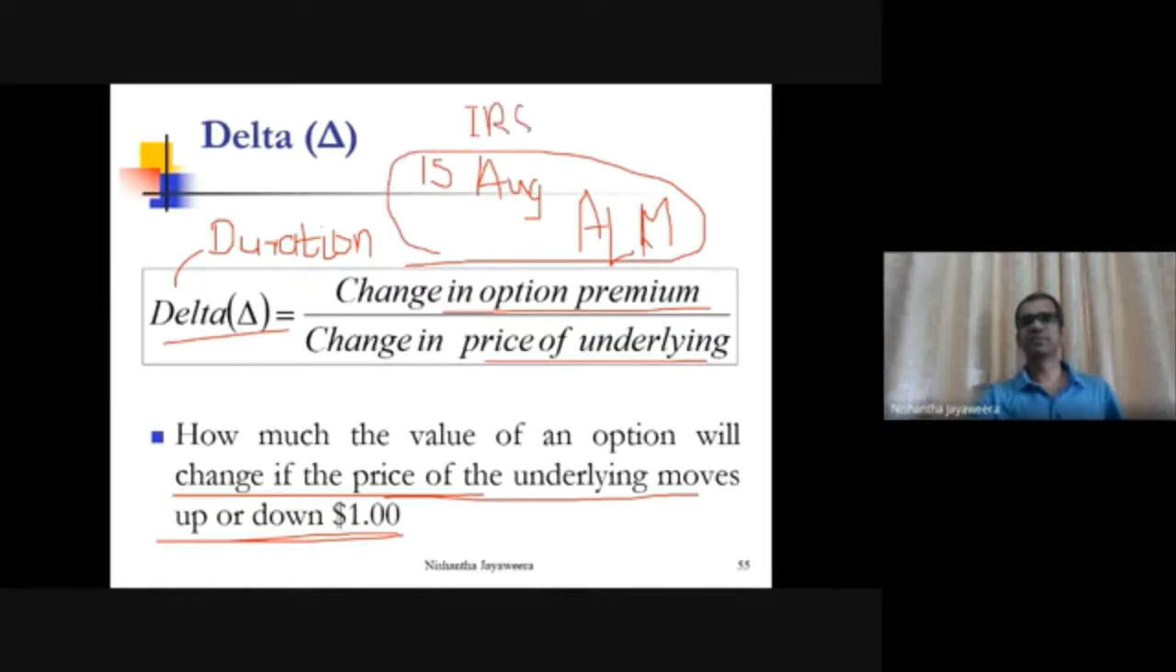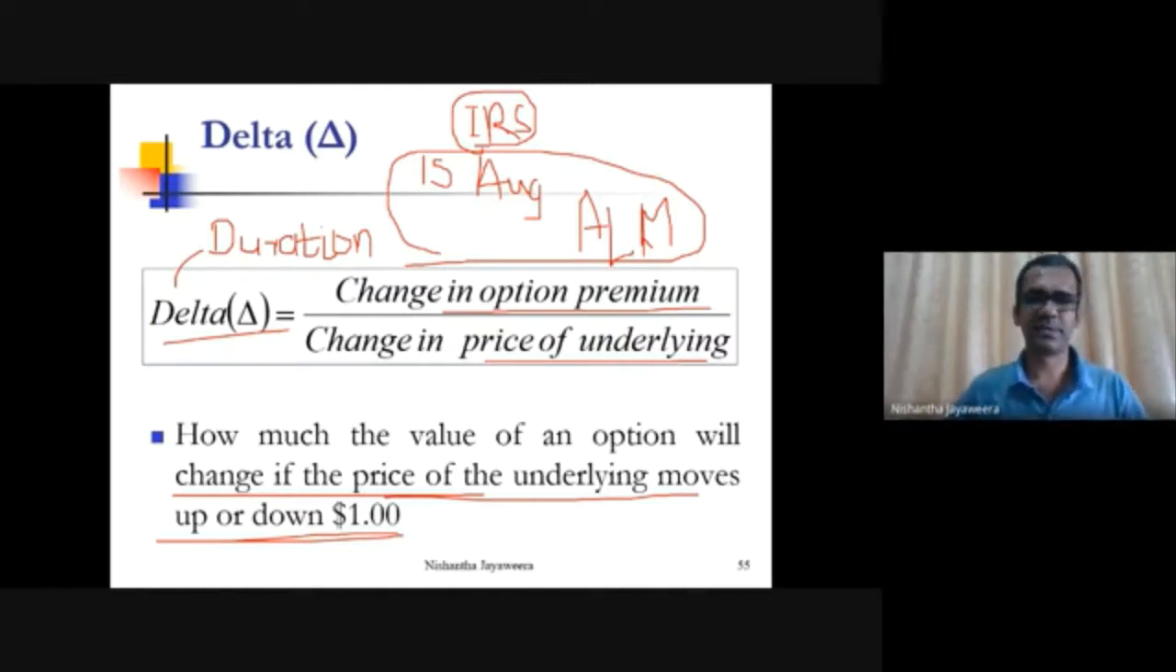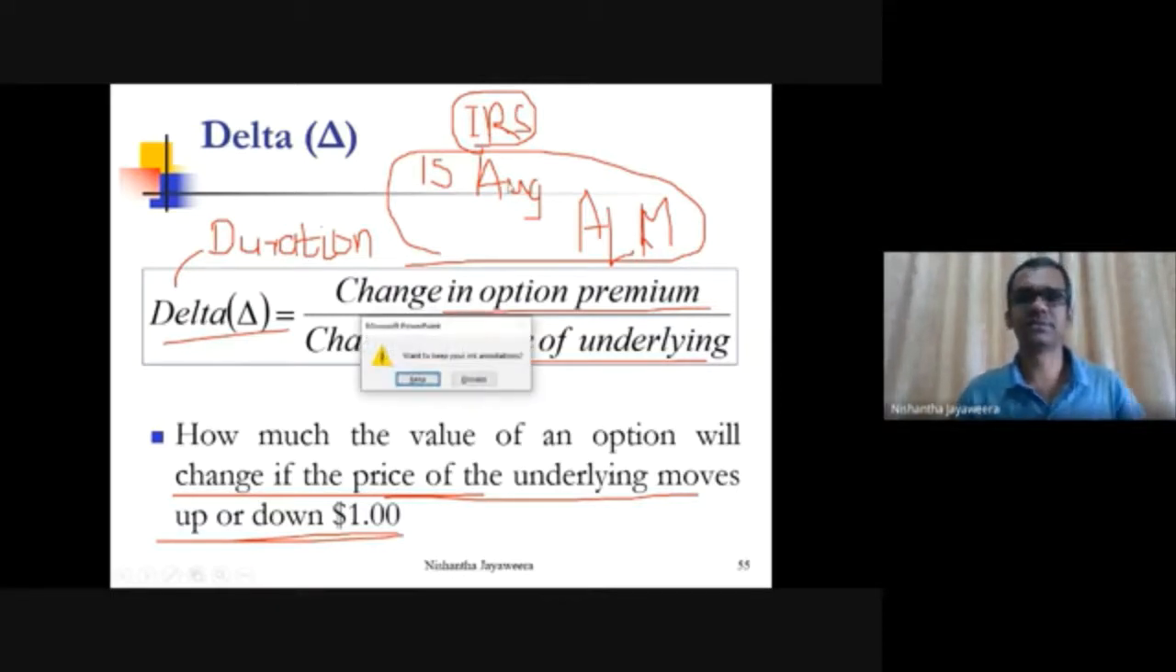Therefore, most probably next week we'll discuss interest rate swaps. Today we'll try to finish the option strategies. So that's the plan. We'll stop here and take a break for about 15 minutes and start with the next presentation. But meantime, if you have any questions, you can ask.